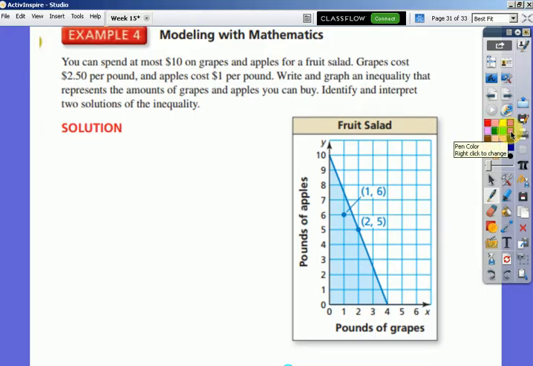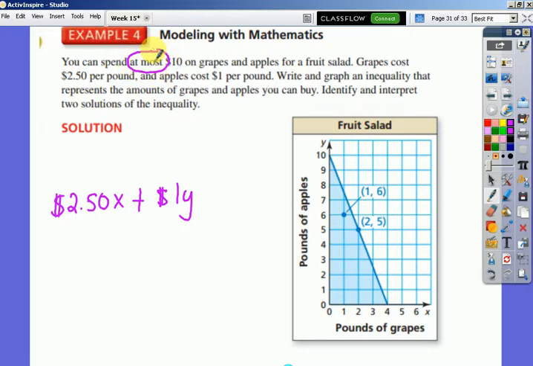So, let's set up an equation based on the context of this word problem. It says grapes cost $2.50 per pound. And apples cost $1 per pound. We can spend at most $10 on grapes and apples. That phrase, at most, indicates that I have to use some sort of inequality. Represent the situation, model the problem with some sort of inequality.